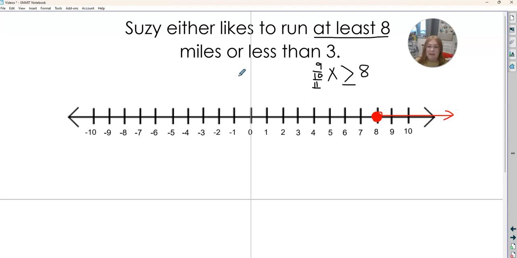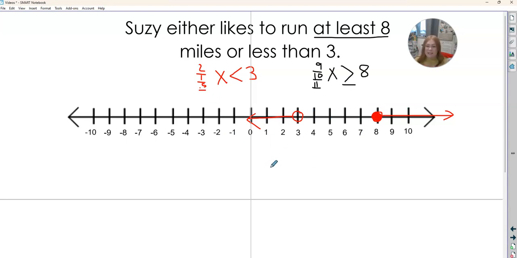Then let's look at less than 3. So we're going to compare X to 3, less than 3. So she'll run 2, she'll run 1, she'll run half a mile. Will she run exactly 3? Is 3 less than 3? Nope, she won't run exactly 3. She likes to cut it off before then. So these are less than 3. So we find 3, and we're going to keep it open on this one. She doesn't like to do exactly 3, but she will do exactly 8. And then we're going smaller. So nothing in between. She'll run 8 or more or less than 3.